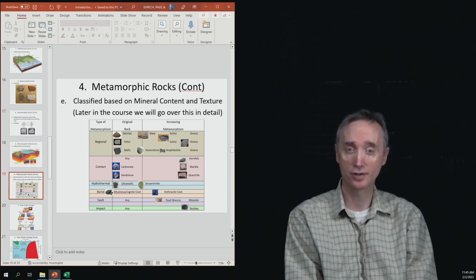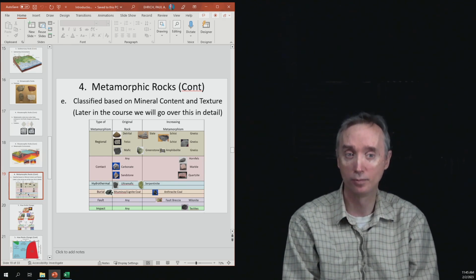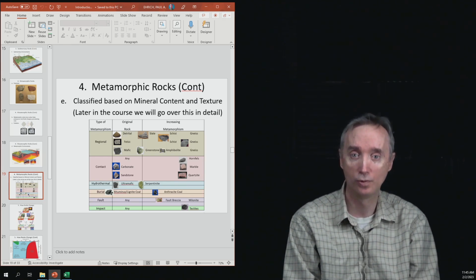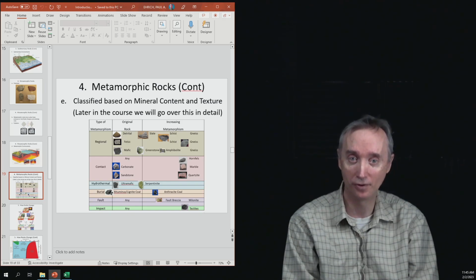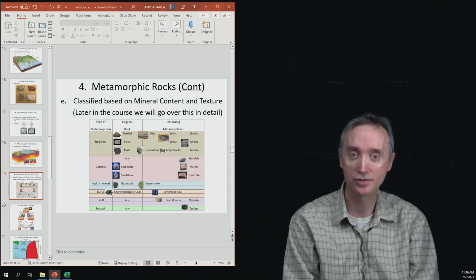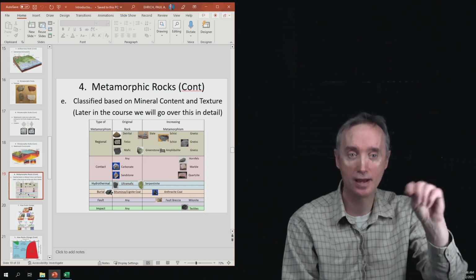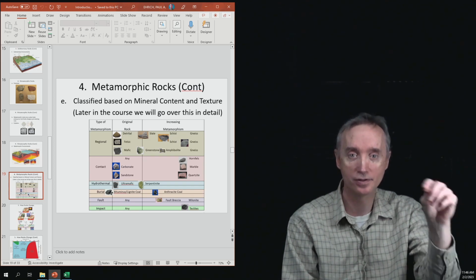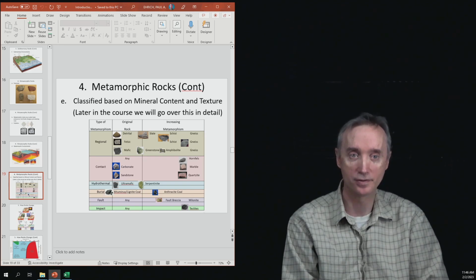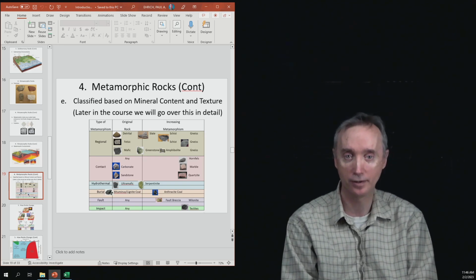So we mentioned, for example, marble. Marble was metamorphosized limestone. And what is limestone composed of? What was the mineral that you find in limestone? It was calcium carbonate. And it's the stuff that when you put acid on it, it fizzes. So what do you think happens if you put acid on marble? It'll fizz because it's made of calcium carbonate.